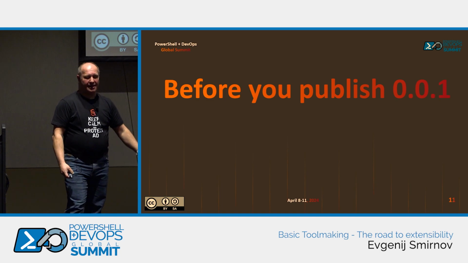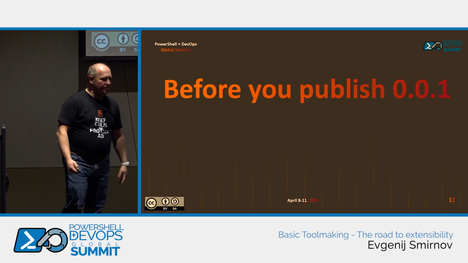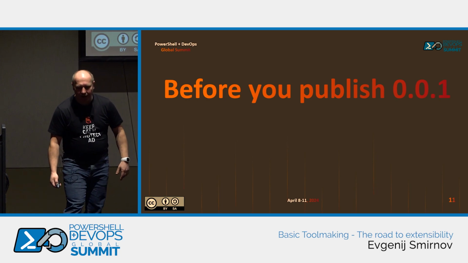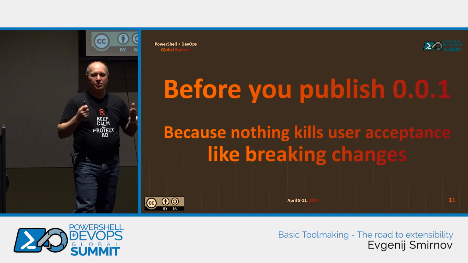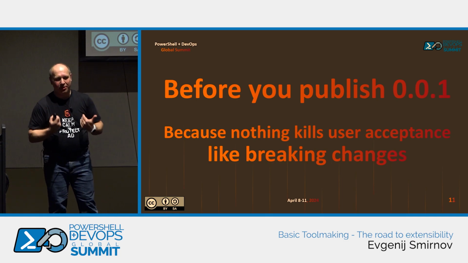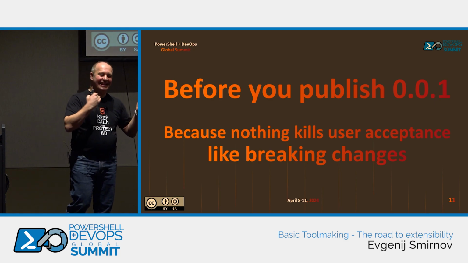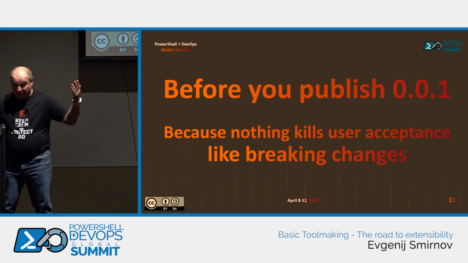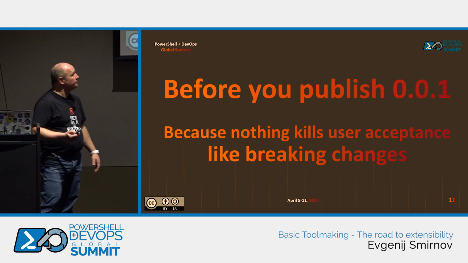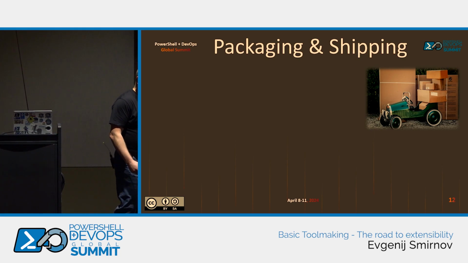As soon as the first person outside of your immediate bubble gets to use it, you are in the usability space. And nothing breaks usability like breaking changes. So you should be planning ahead, at least so far as to avoid breaking changes with the very first extension that you do. It begins with packaging and shipping.